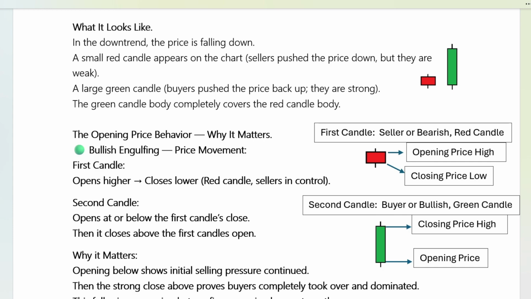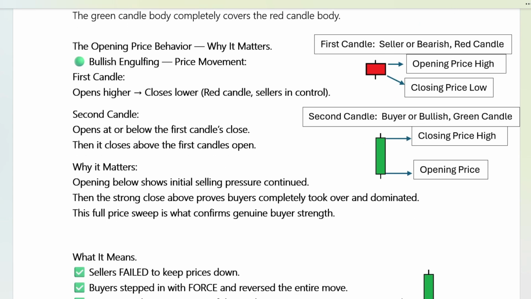The opening price behavior, why it matters. Bullish engulfing, price movement. First candle, opens higher, closes lower, red candle, sellers in control. Second candle, opens at or below the first candle's close. Then it closes above the first candle's open.